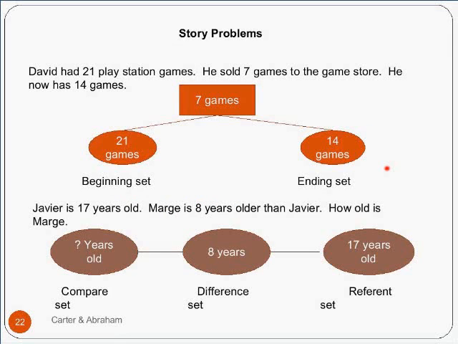Okay, and then on this page, are there any questions so far about any of this? Yeah. Okay. Doing good? Okay.